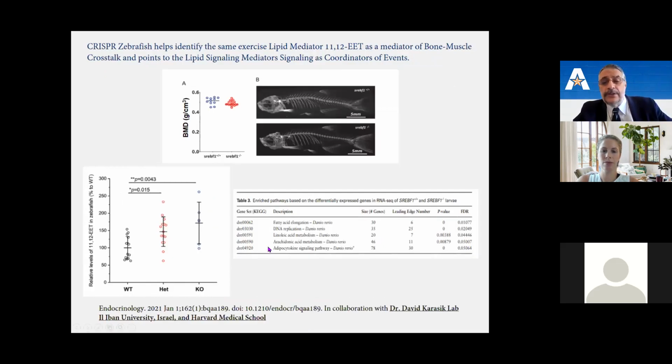So in collaboration with the lab of Dr. David Karaski, we created, using CRISPR, a SHRAB-F1. This is a pleiotropic gene for bone and muscle. And we got an osteoporotic phenotype, so reduced BMD. And this is really interesting, correct? Because the control, the wild type, has the least amount of this lipid, this 11-12 EET.